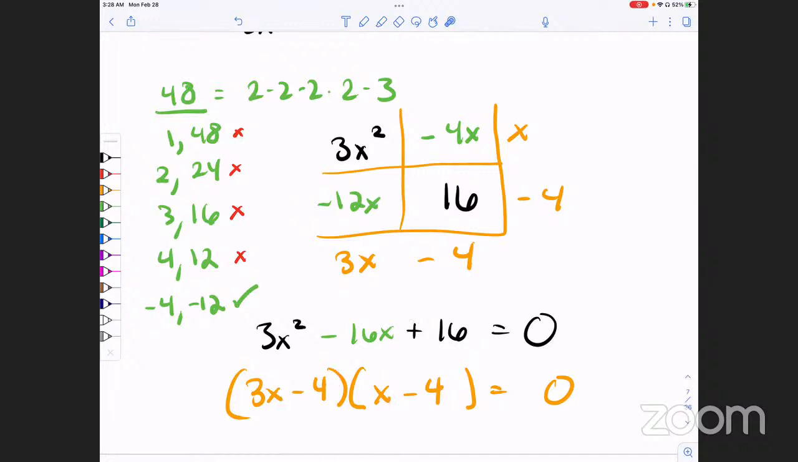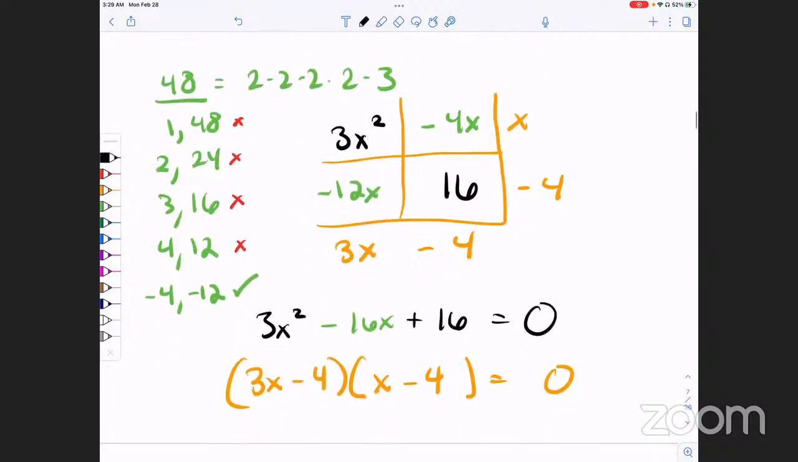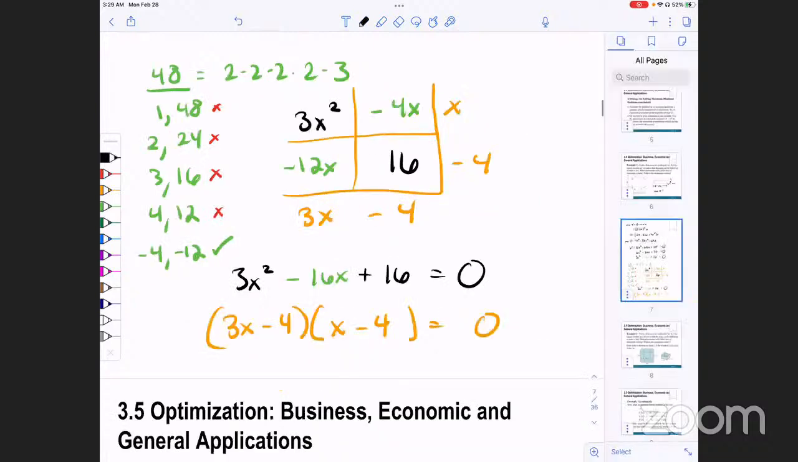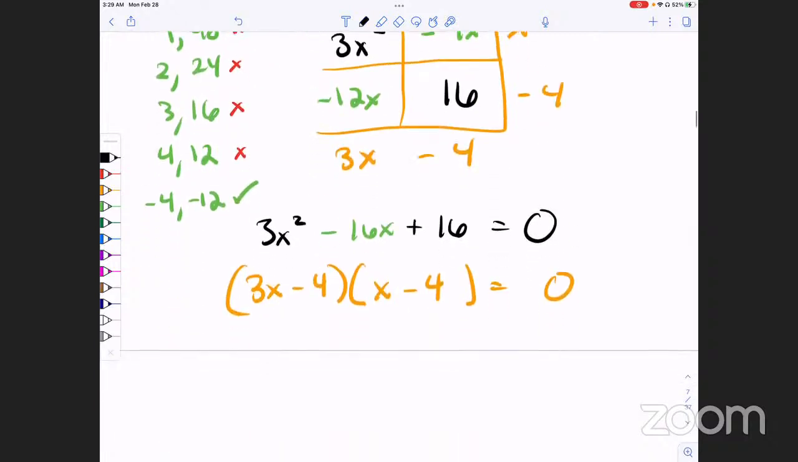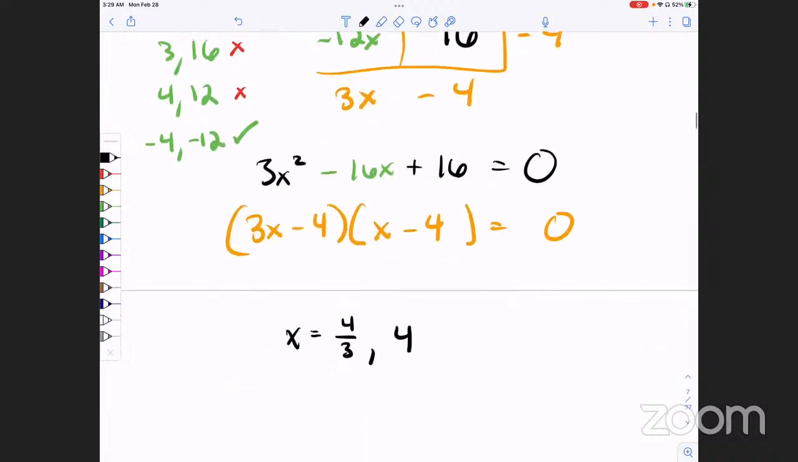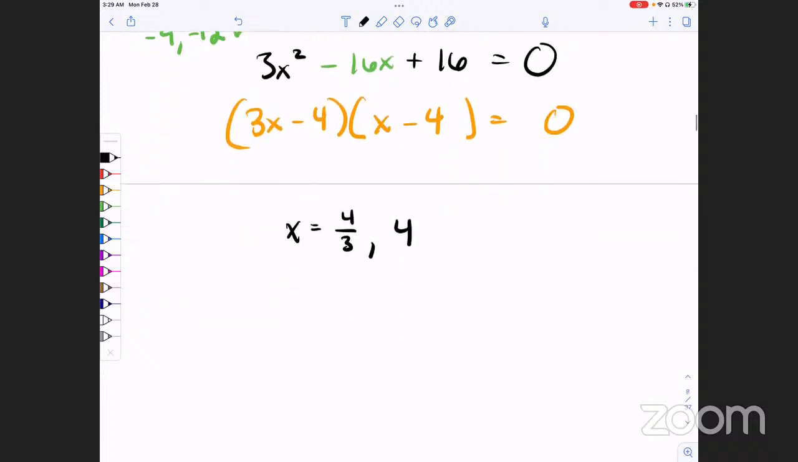So with all of this, we just found the critical numbers, right? The critical numbers are x equals 4/3 or positive 4. These are the candidates. And since we're working with volume, we can't have a negative volume, so we're going from 0 to infinity. We should test to make sure that these are max or min values.